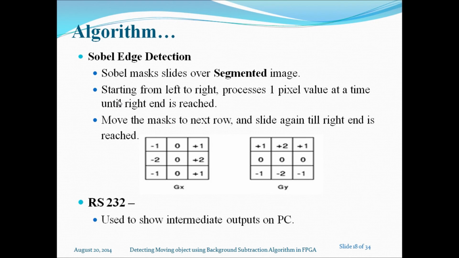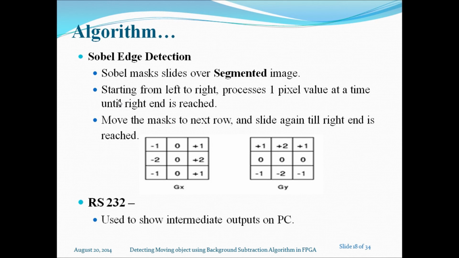These edges as well as the object center are sent to the PC for display. RS-232 is basically used to transfer data from the FPGA to the PC. We only require the object center and edges to be seen on the PC.